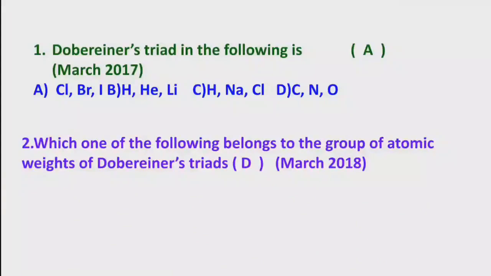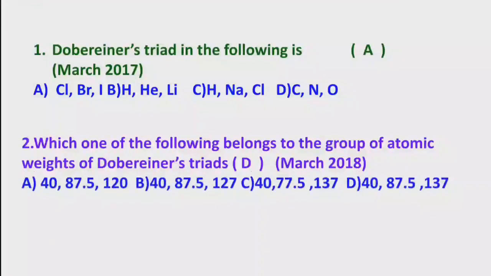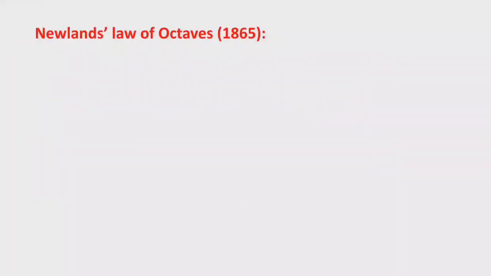Which one of the following belongs to the group of atomic weights of Dobereiner triads? This question was given in the public examination March 2018. A is 40, 87.5, 120. B is 40, 87.5, 127. C is 40, 77.5, 137. And D is 40, 87.5, 137. So from this we can conclude that we have to remember Dobereiner triad examples and their atomic weights also. For this question, option D is correct: 40, 87.5, 137.